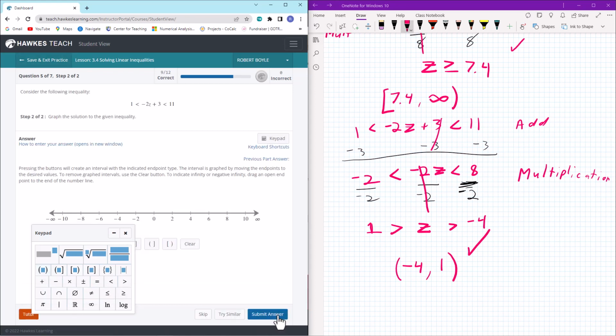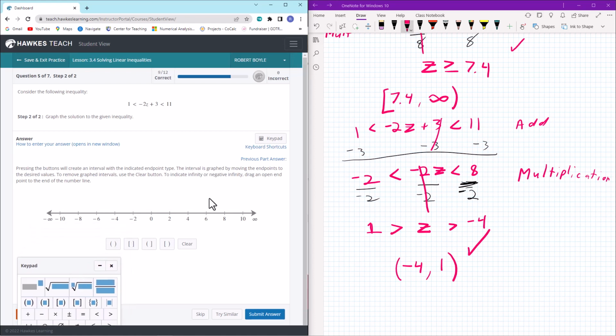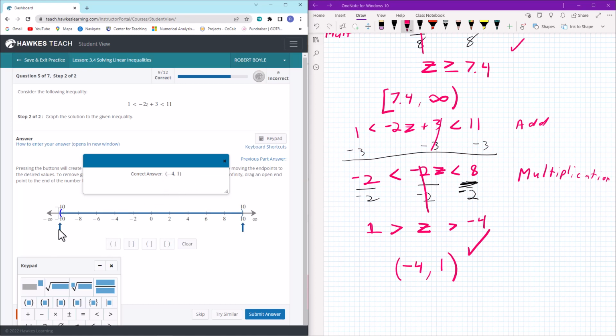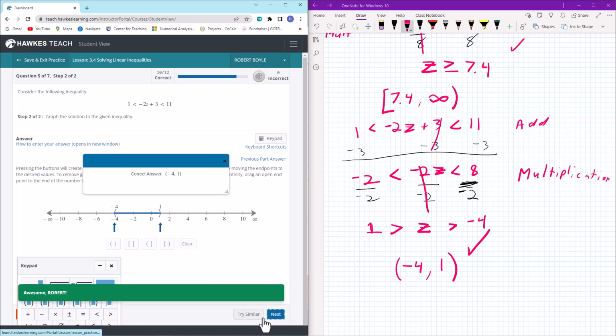All right. And then finally, we need to graph that. Well, the best way to graph that, now that we have that in interval notation, is just to pay attention to what we have here. Since we have 2 parentheses, we click on 2 parentheses. The left-hand side is negative 4. Bring this down to negative 4. The right-hand side is 1. Bring that down to 1. There it is. Submit your answer, and there you go.